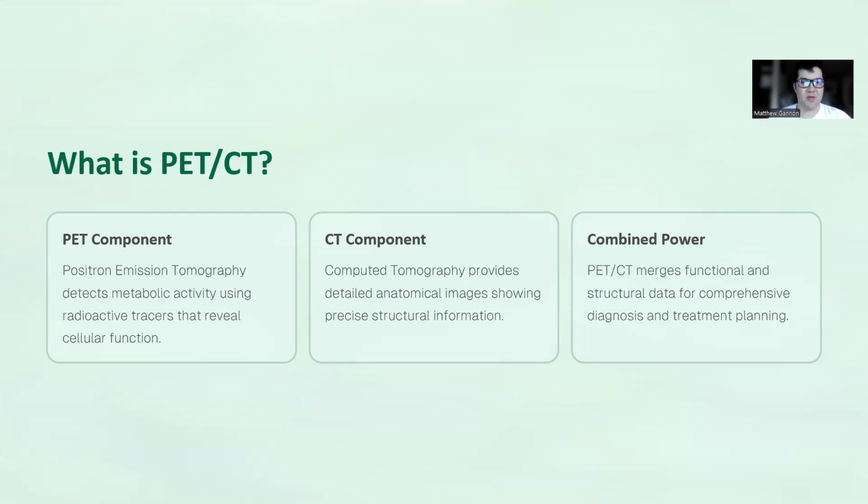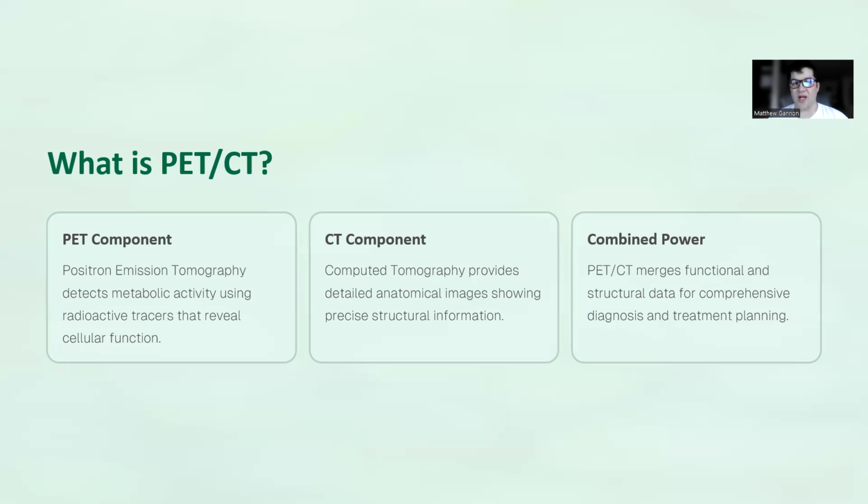The PET component is positron emission tomography, which detects metabolic activity using radioactive tracers that reveal cellular function. That is something you introduce into the body and you measure the radioactive dose on it. The CT component provides detailed anatomical images. After they figure out where it's at, the CT component gives the anatomy part, which is part of planning how they wish to treat the disease that's going on, usually cancer.